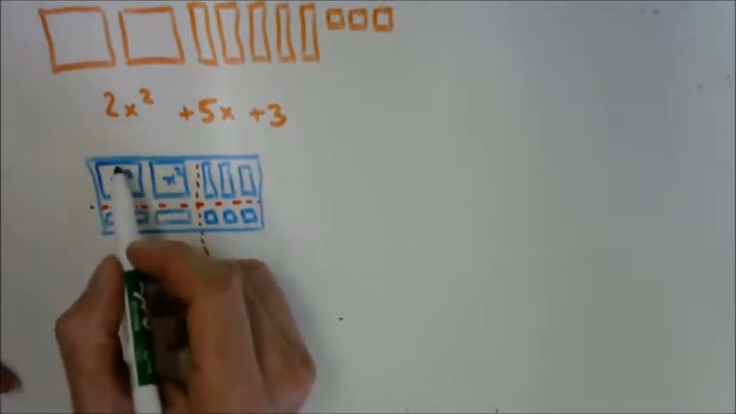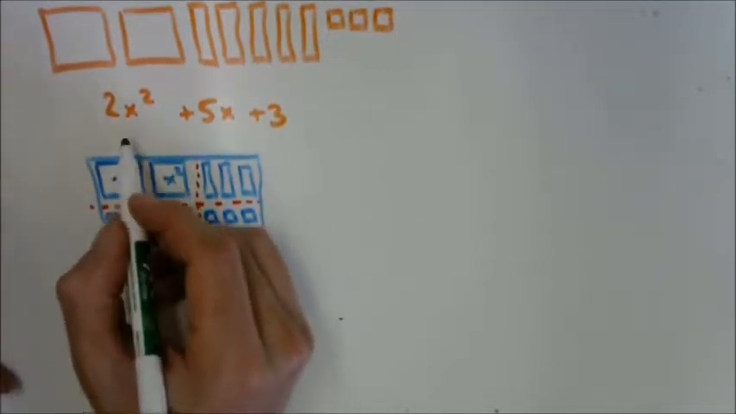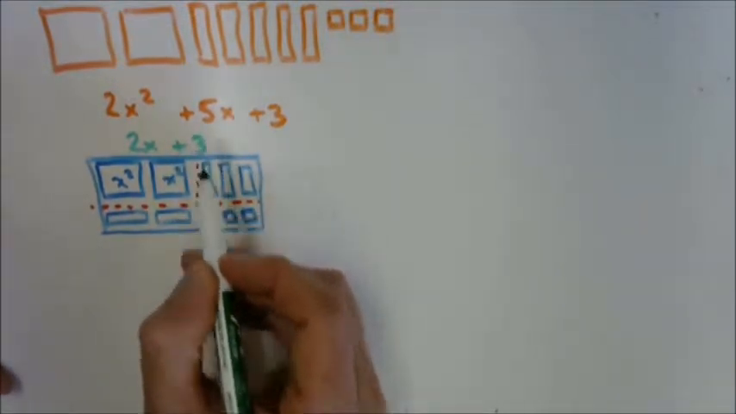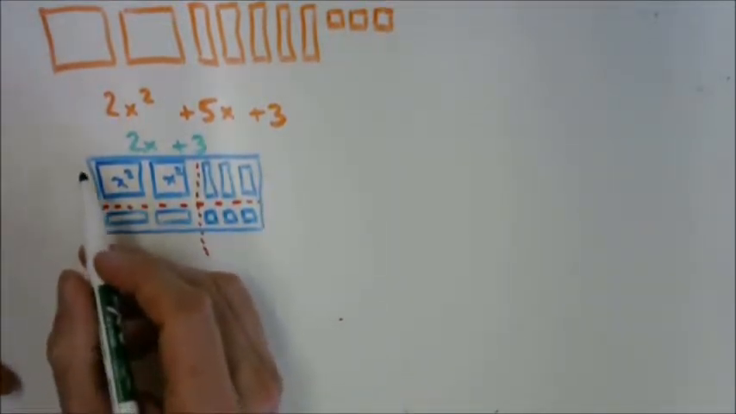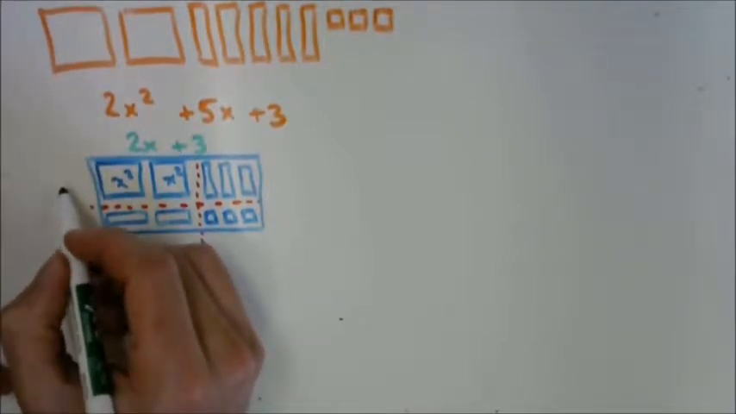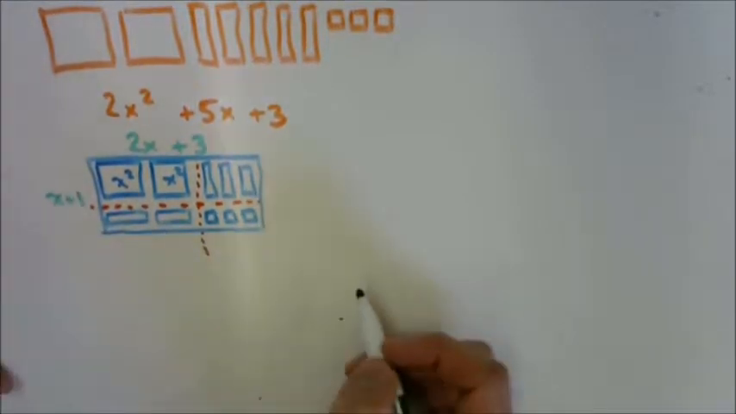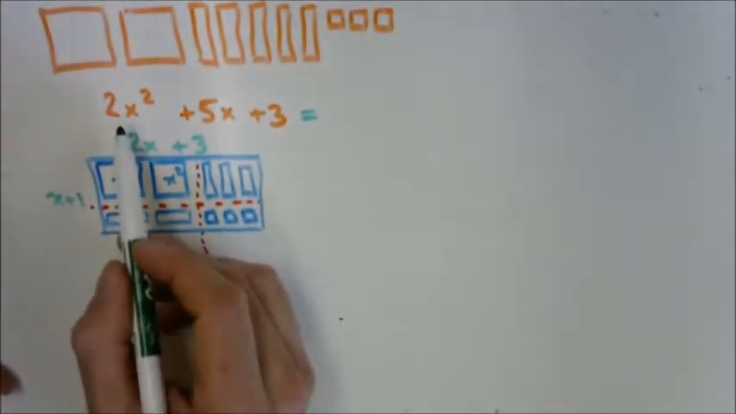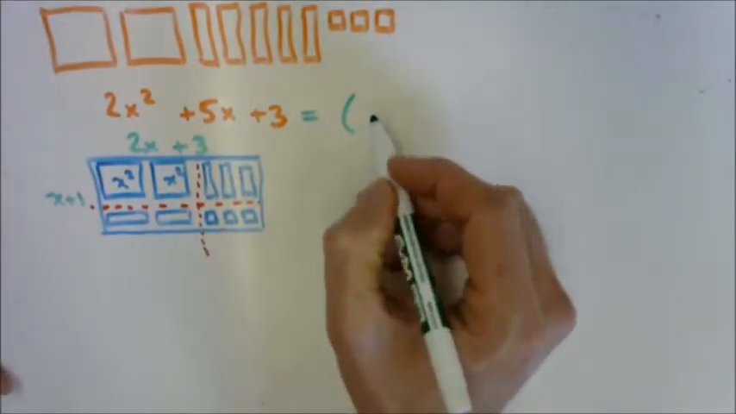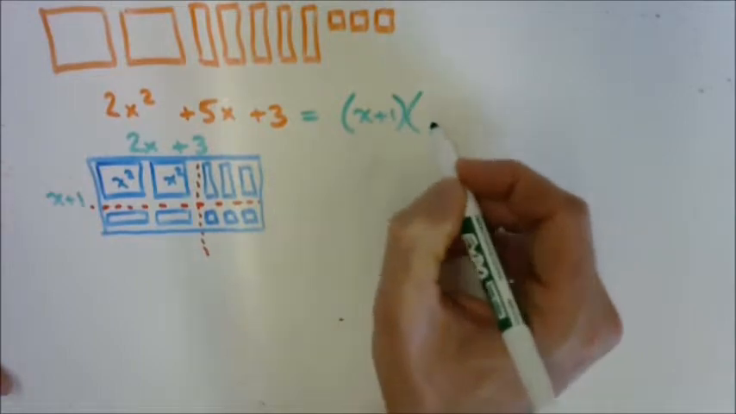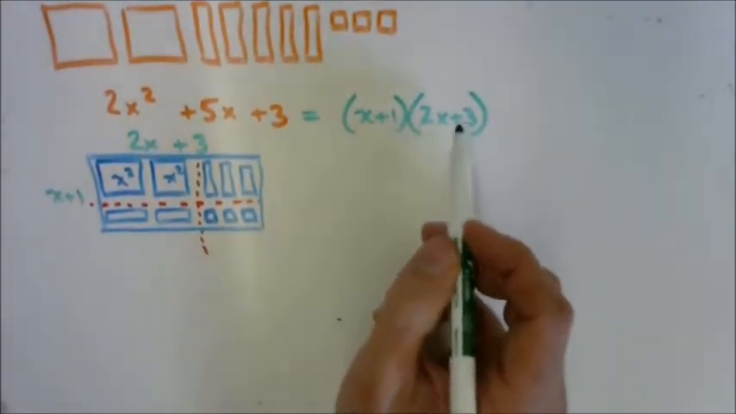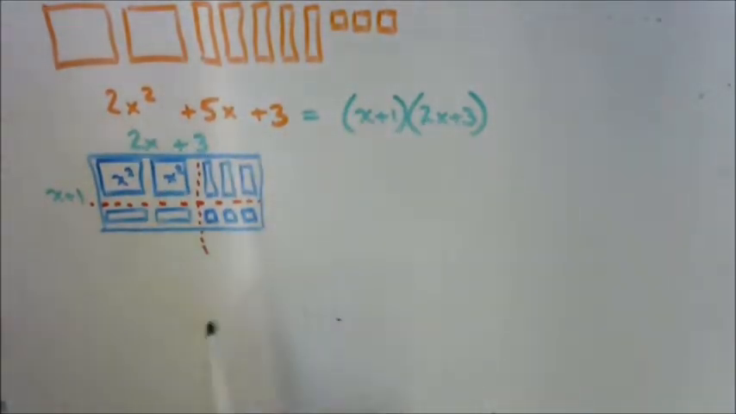So here we have a side that has x and x, so that's 2x plus 1, 2, 3 ones, 2x plus 3. And down this side I have a side length of x and a side length of 1, so that's x plus 1. So we've just factored the trinomial 2x squared plus 5x plus 3, and factored form is x plus 1 times 2x plus 3. And again, you could double check your answer by foiling, and you should get the same trinomial.